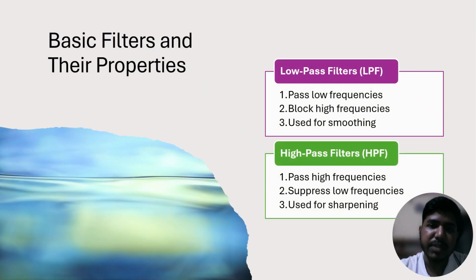There are two main types of frequency filters. Low-pass filters allow low frequencies to pass and remove high frequencies. These filters are used for smoothing. High-pass filters allow high frequencies to pass and reduce low frequencies. These filters are used for sharpening images.